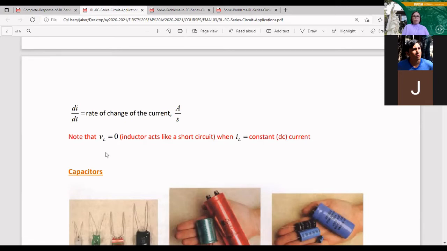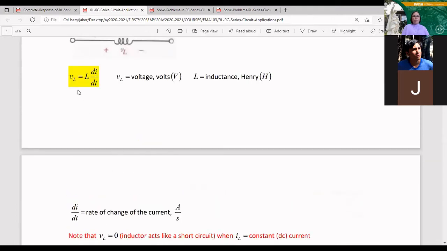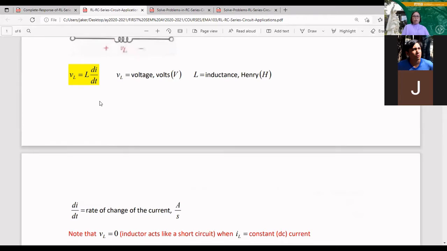You may wonder why V sub L, the voltage drop across your inductor, is 0 when you have a DC circuit. It's because in a DC circuit the rate of change of the current with respect to time is 0; our current is constant. So based on the formula for the voltage drop across your inductor, the derivative of I with respect to time is 0, and as such it follows that the voltage drop across your inductor will be 0 also.